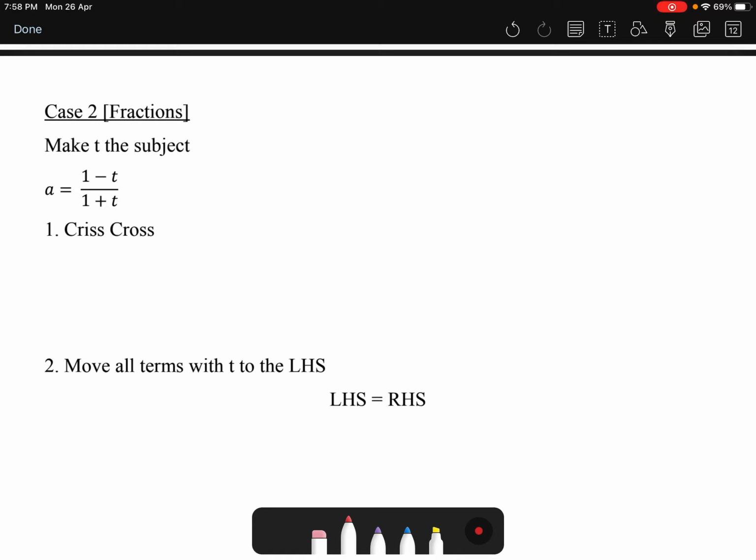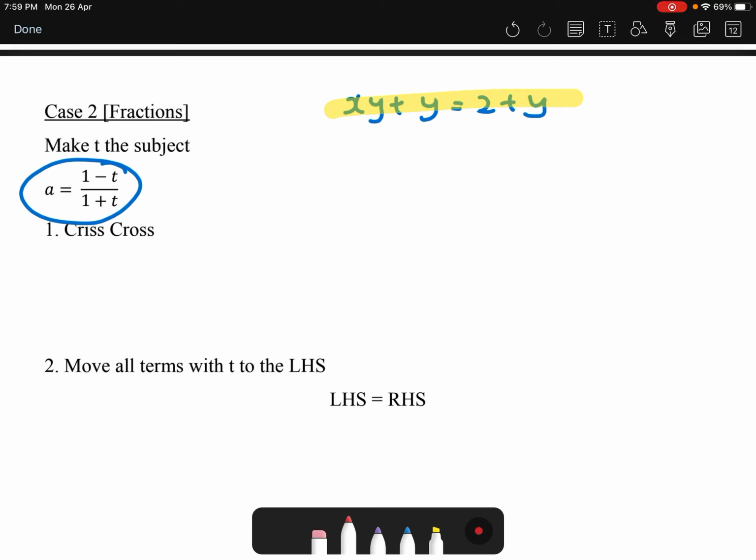First of all, we must make this form, like for this, xy plus y equals 2 plus y, something like this. We must make it into just one straight line. So I want to make my fraction into one straight line, I should do the crisscross.